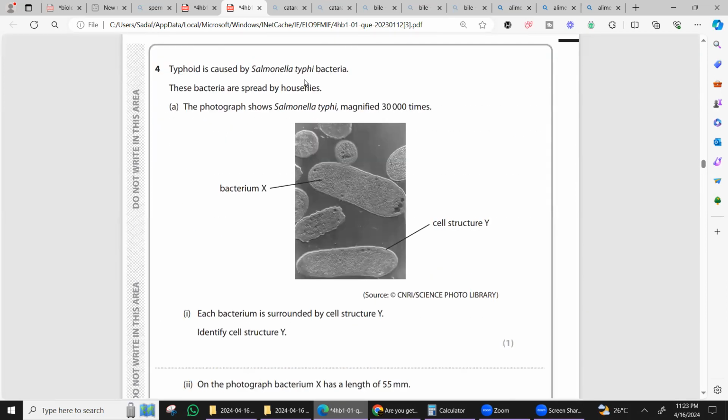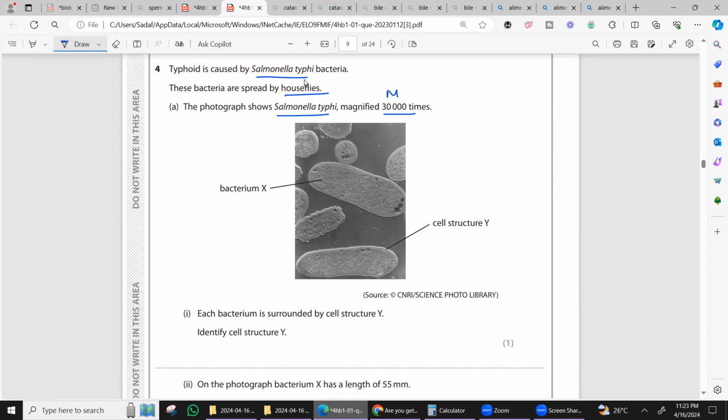Question number 4. Typhoid. It's a disease caused by Salmonella typhi bacteria. These bacteria are spread by houseflies. The photograph shows Salmonella typhi magnified 30,000 times. This is magnification of bacteria.